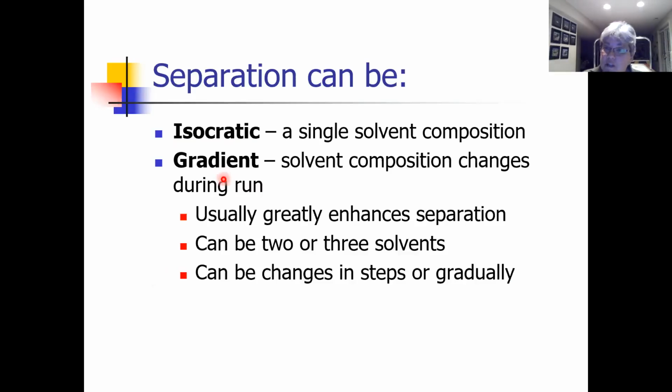Gradient is when you change it. You start at 20-80, and then you slowly change it to 80-20 at the end. So you're changing it during the experiment. And we've talked about that this often gives you a much better separation. And you can use 2 or 3 solvents to do this.